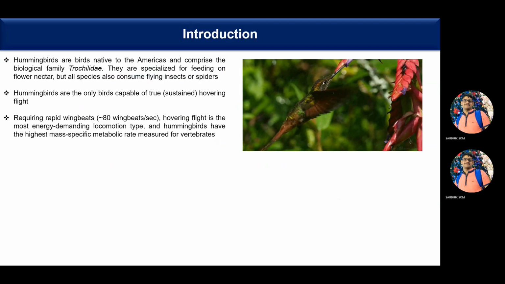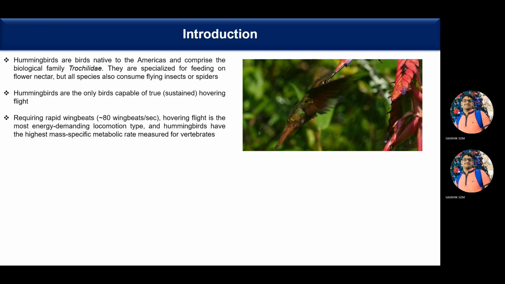Now hummingbirds have this hovering flight. If you see this kind of hovering flight, they flap their wings around 70 to 80 times a second. This is a very slow motion image. For this kind of wing beating, hummingbirds have a very high metabolic rate, and they mainly depend on glucose or fructose, because they feed on nectar, and nectar is mainly glucose and fructose.